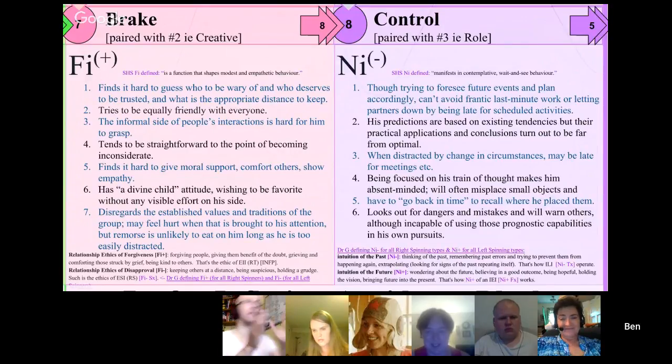Right, so apparently this is how ENTPs use Ni. Do you think this is true, Carol?